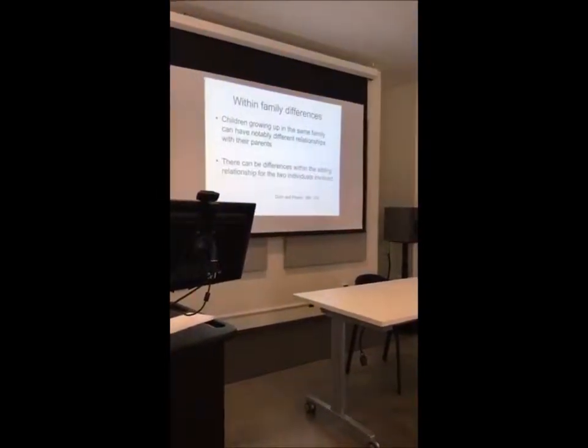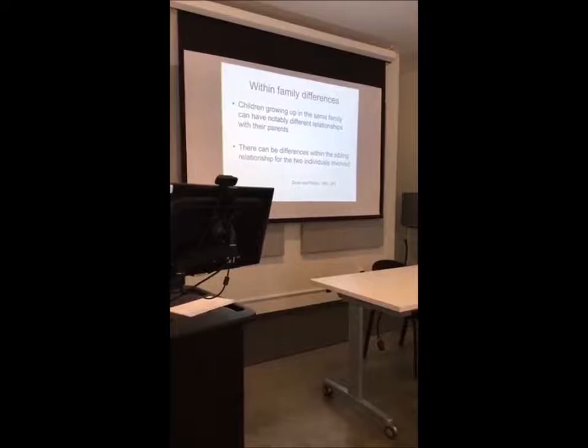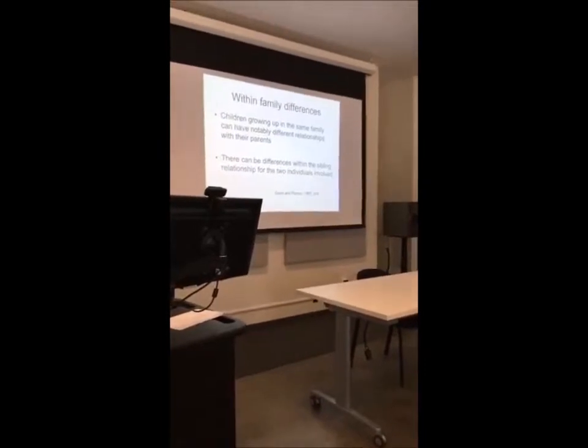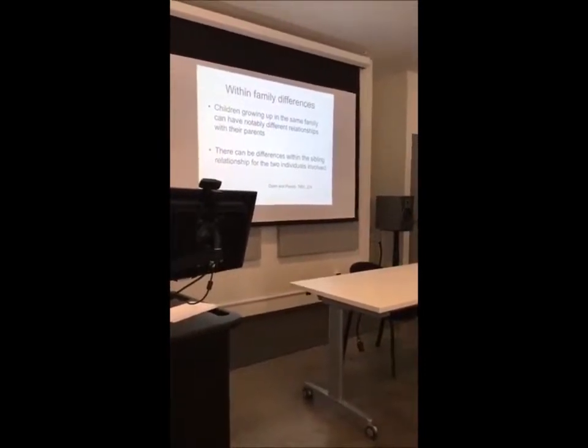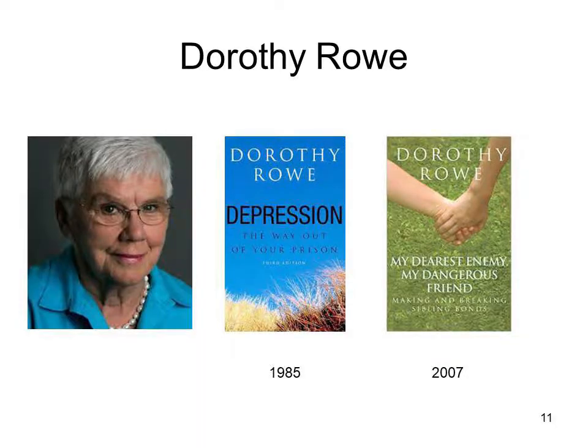So, the first technique I'm going to introduce is called the perceiver element grid. And I'm going to use as an example a personal construct psychologist called Dorothy Rowe, who you've probably heard of because she's become a very popular writer. There she is on the left. As far as I know, she's still living in London. The most well-known clinical book that she wrote was called The Way Out of Your Prison, on depression, in 1985, which is a very good book, actually. It's her strongest. But she came out in 2007 with this one called My Dearest Enemy, My Dangerous Friend.